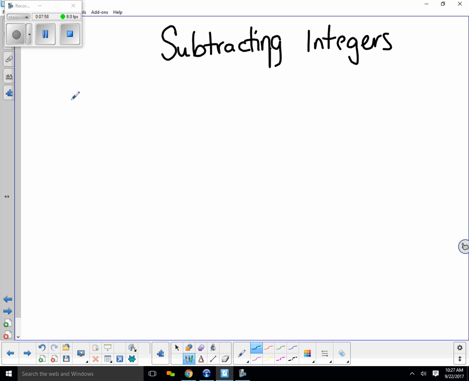Okay, now on the subtracting, the first step here is we have to rewrite as an addition statement.